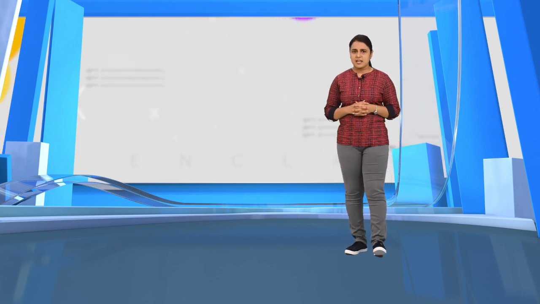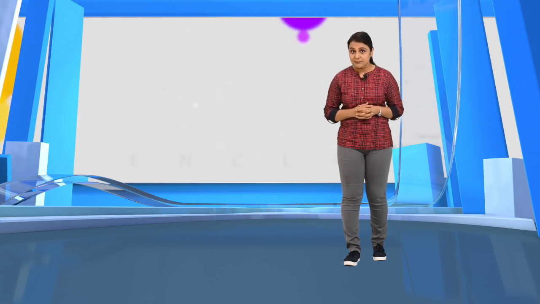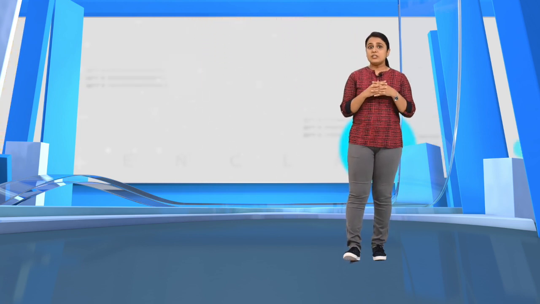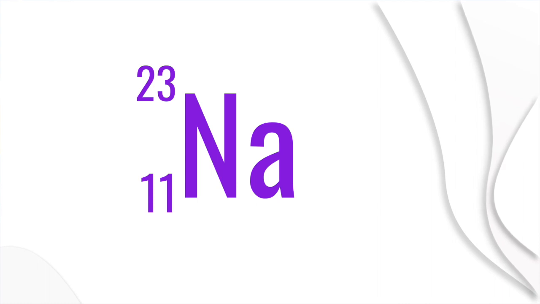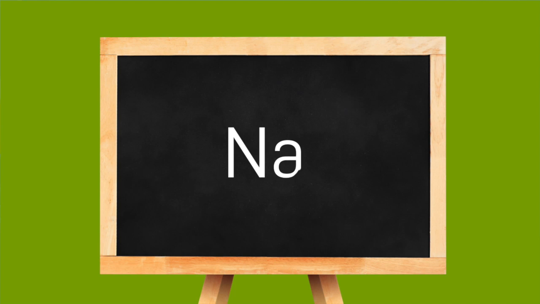We learned about symbols of elements last year, right? Now, we are going to include the mass number and atomic number in the symbol of an atom. Are you ready? It will help us to infer more details about the atom. Here, we have the symbol of sodium. We know that sodium gets its symbol from the Latin word natrium. Then, look into the symbol of sodium.